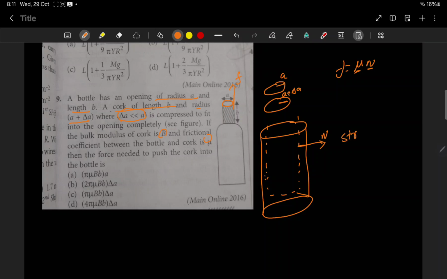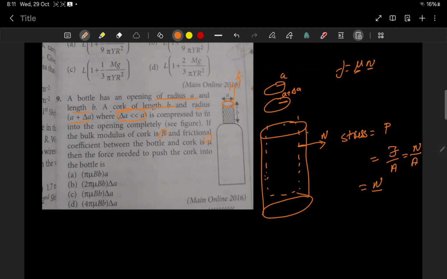So in bulk modulus, what is your stress? Stress is nothing but pressure, force acting per unit area. And this force is nothing but the normal force, so stress is N by A. What is the area of this? Initially the radius is a.